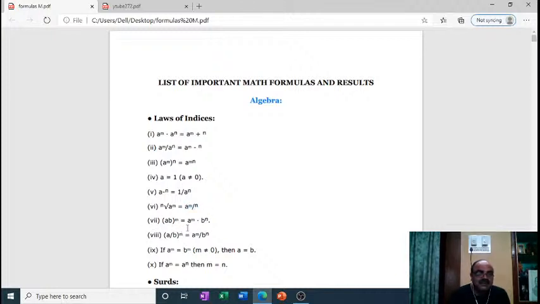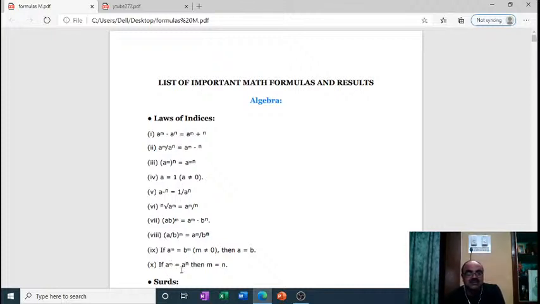Then ab power m is a power m, b power m. It's not n, it's m. Then a by b power m is a power m by b power m. One more very interesting one: if a power m is equal to b power m, where m is not equal to 0, then a is equal to b. If the powers are same, the bases can be equated only when m is not equal to 0. If m is equal to 0, then it becomes 1.